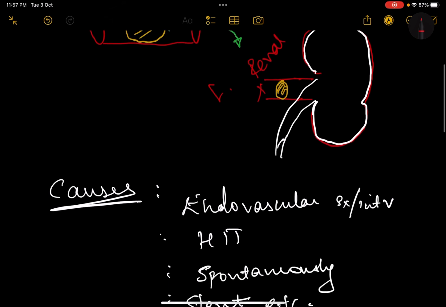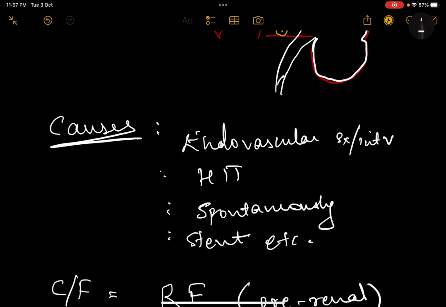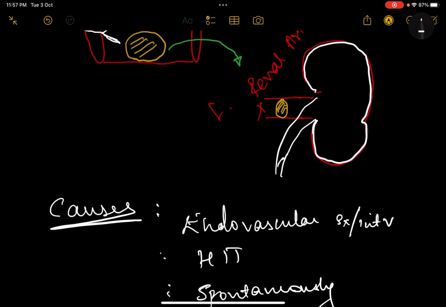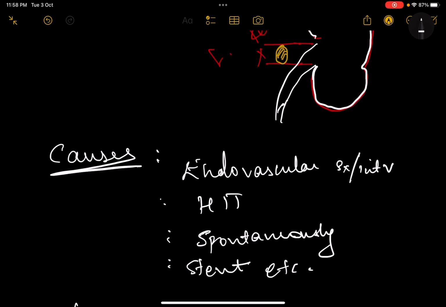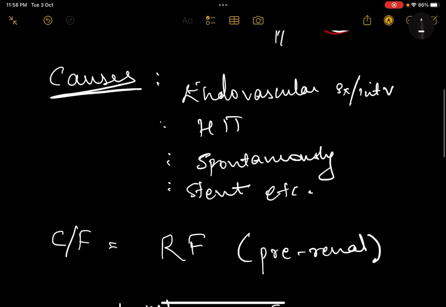So what are the causes of it? First of all, endovascular surgeries and interventions, as demonstrated in the diagram up here, are the most common cause. Then we also have heparin induced thrombocytopenia, which is your HIT. Heparin induced, it actually causes a lot of clotting and emboli. So HIT is commonly seen when we give heparin to our patient. It could also be spontaneous, obviously, and it could be because of a stent or another procedure, basically an endovascular surgery or intervention.